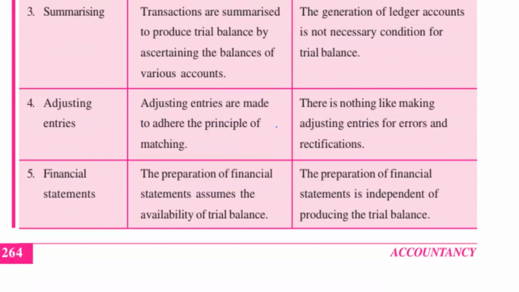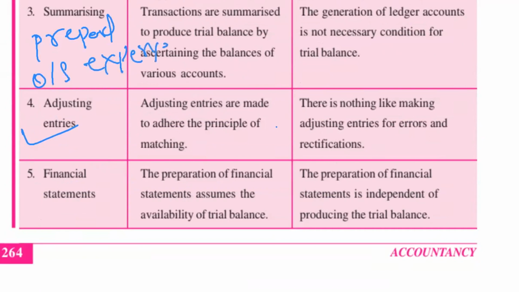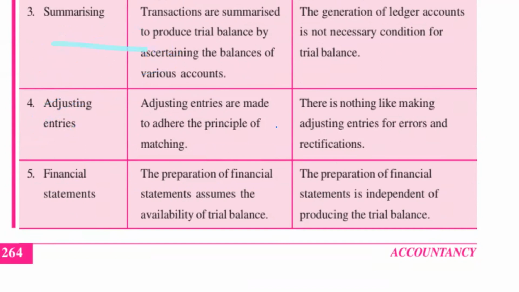Then adjustment entry. Adjustment entry means what? If some error has been made, you have to rectify that error by passing one journal entry, that is called an adjustment entry. And adjustment entries for prepaid expenses and outstanding expenses. Yes or no? Adjustment entries are required to be passed for these expenses also under the manual accounting system.